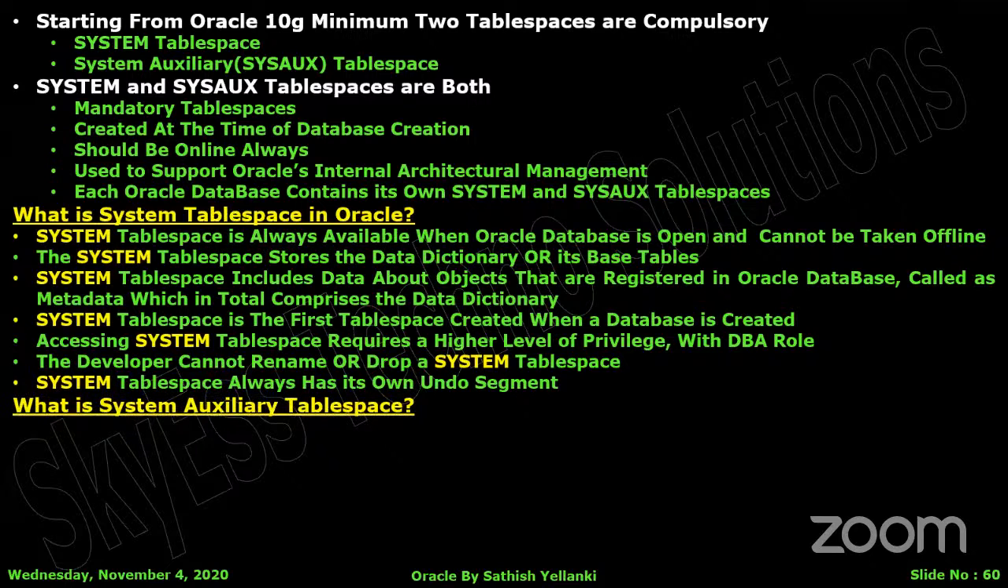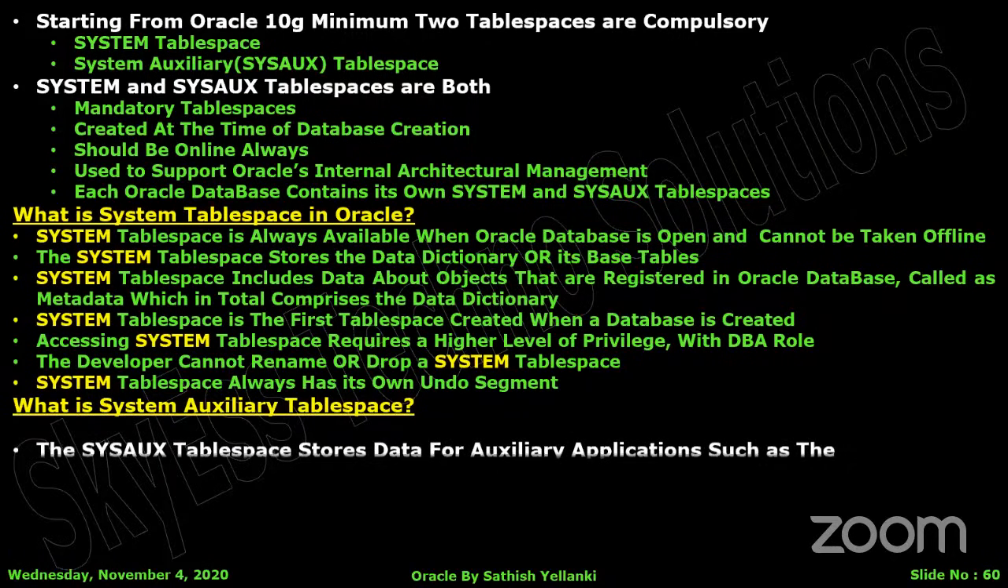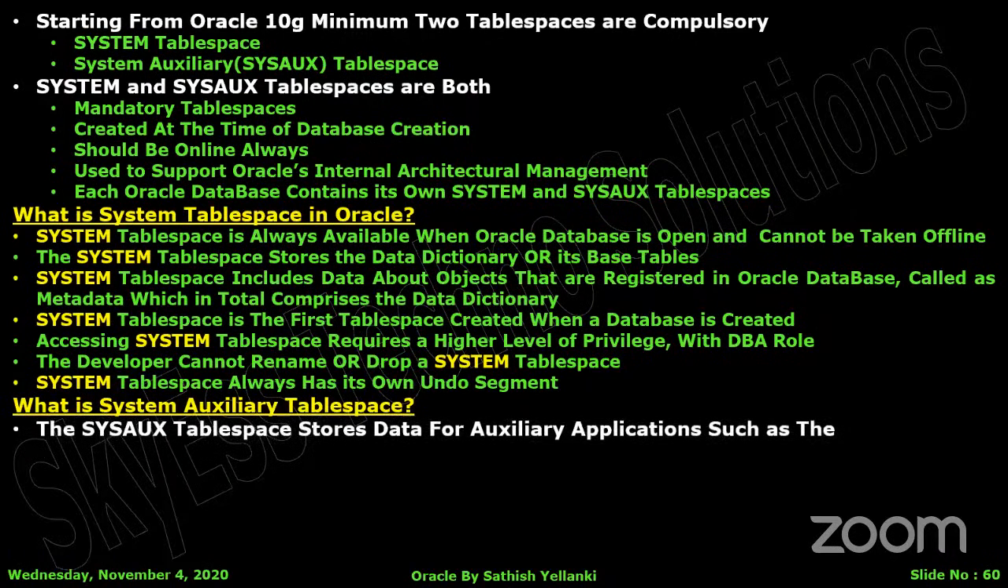You should always keep it in your mind very clearly. The system auxiliary table space will be storing the data for any kind of auxiliary applications that are fundamentally related to your Oracle's recovery and management. Especially, there are many internal Oracle components that will be monitoring the way Oracle should be operating.